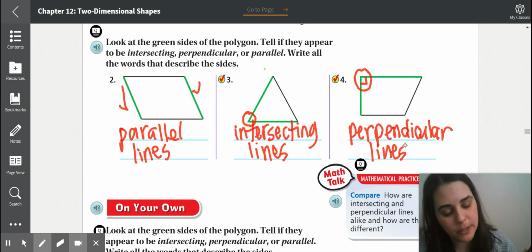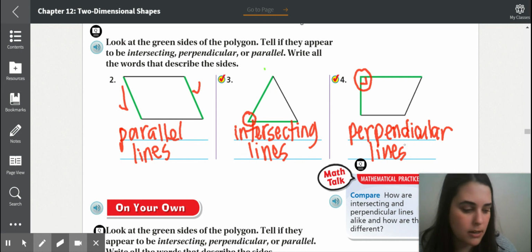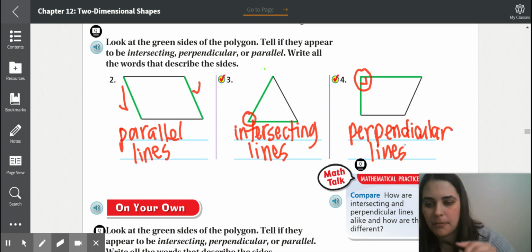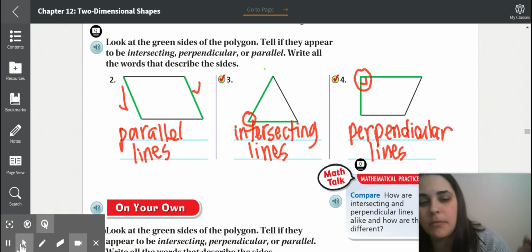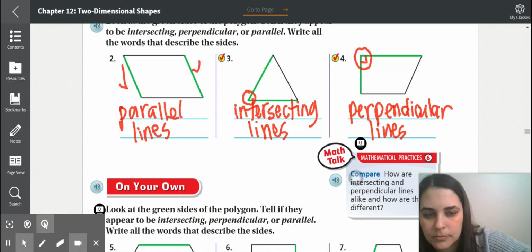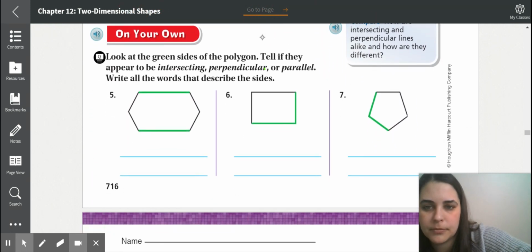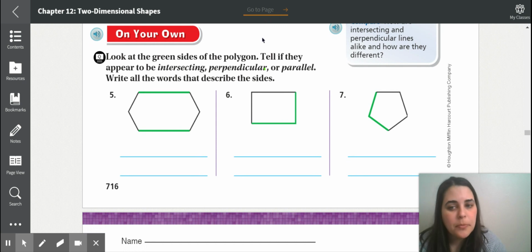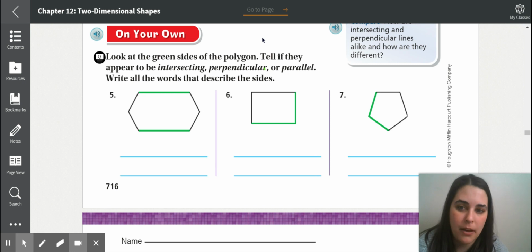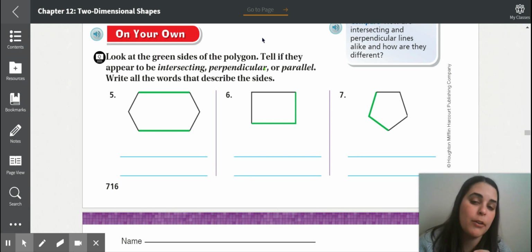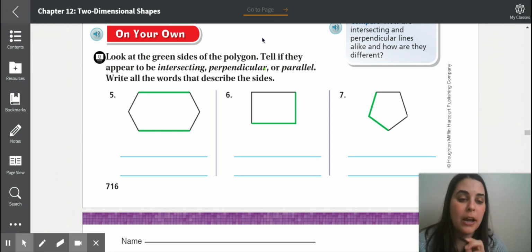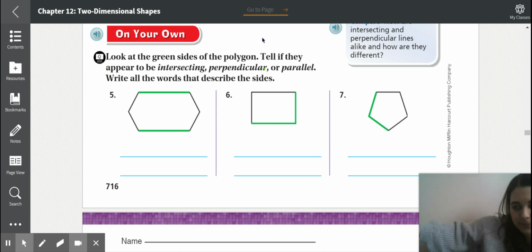Okay, remember you can always press pause on this video and come back when you're ready. Okay, I want you to do this one on your own. We'll correct in about 1 minute. So looking at number 5, 6, and 7, same thing. You're looking at the green lines. Decide if the green lines are parallel, perpendicular, or intersecting. Write your answers and we'll correct in 1 minute.